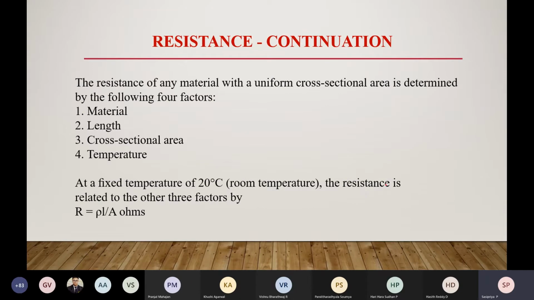Now, as discussed already, the resistance depends on all these parameters. The temperature also plays a major role. How is it going to affect the resistance? The resistivity of the material is going to be different.